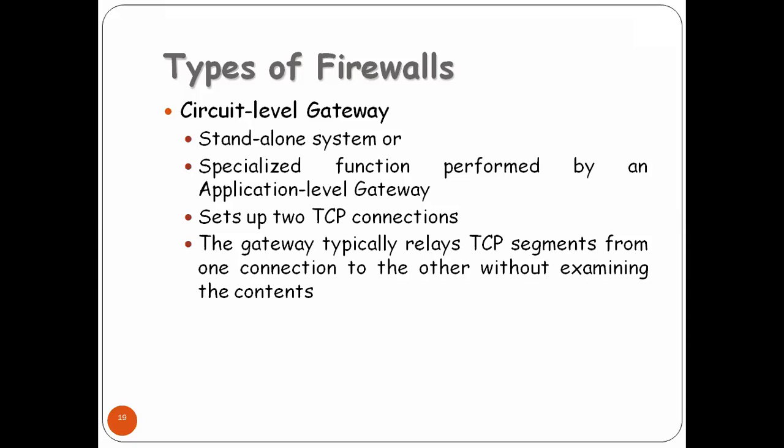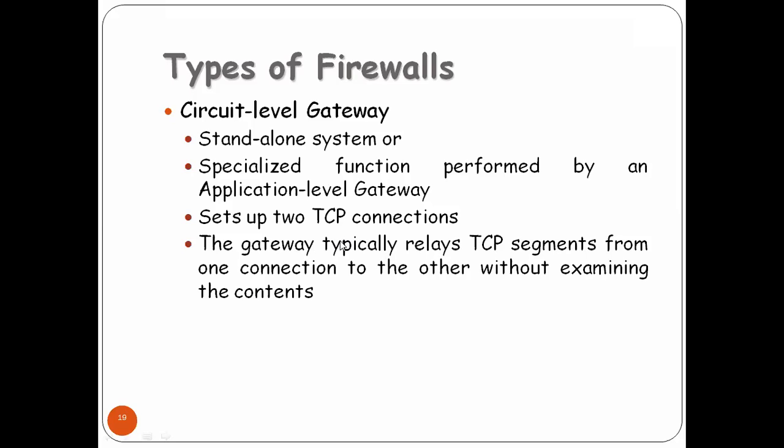How will it be followed? Maybe through some IC, it is followed and displayed on the system, like it is displayed on the monitor. So in between, how is it processed? One circuit to another circuit, how does it move? All those things are specialized functions performed by an application level gateway. So where we are using these input and output devices, we work efficiently on the application.